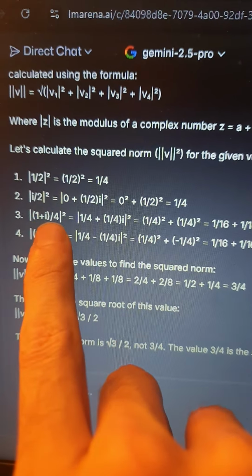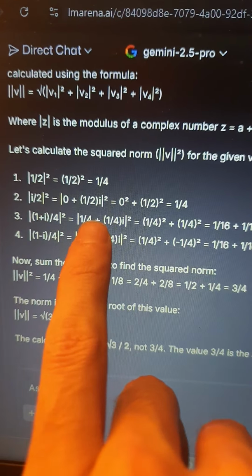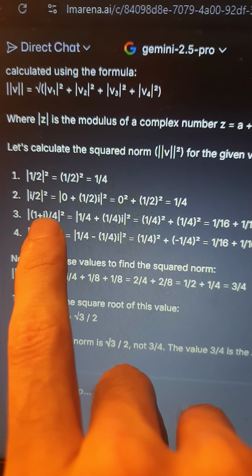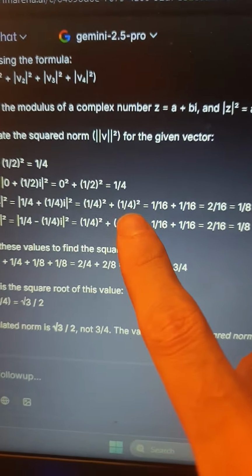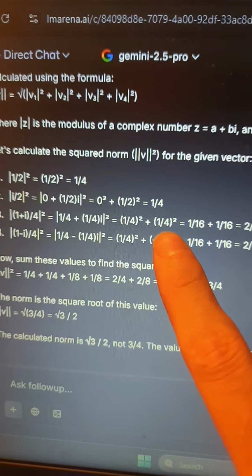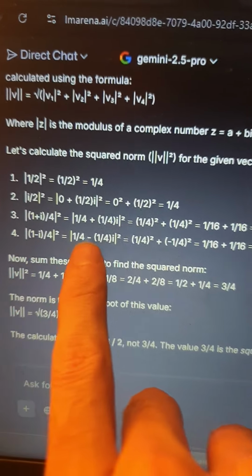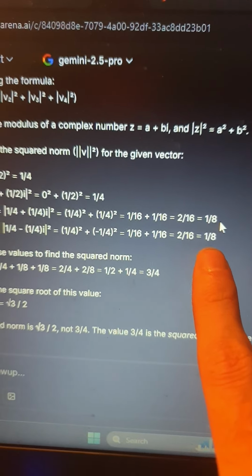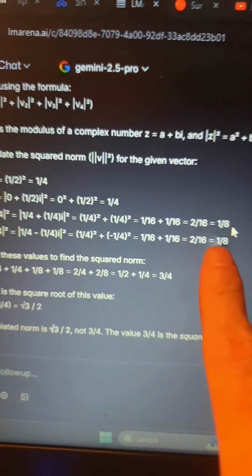Now, when we take this one, we take 1 divided by 4 for the real part and square it, and for the complex part, again, 1 divided by 4 is the coefficient for i, so again we're squaring it, and we're just getting 1 divided by 4 squared 2 times, so we get 1 divided by 8. And for the last one, 1 minus i, again the same thing, just with the minus right over here, and we get this value. Because the minus goes into the square, we just get the same.